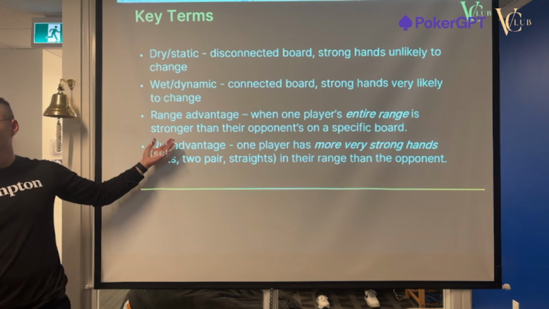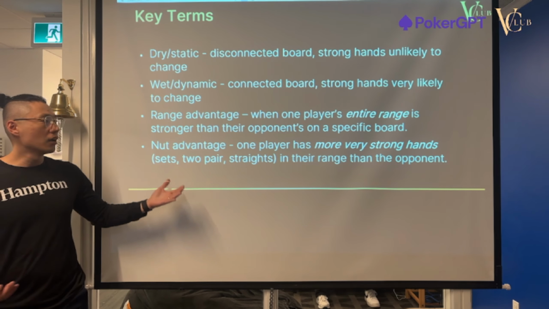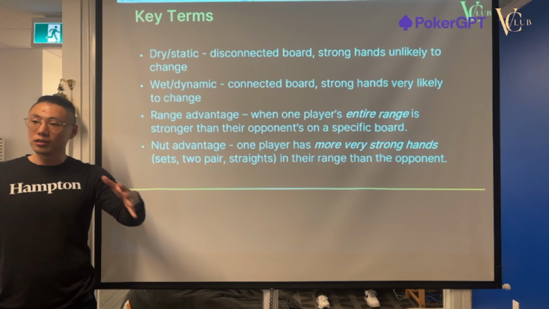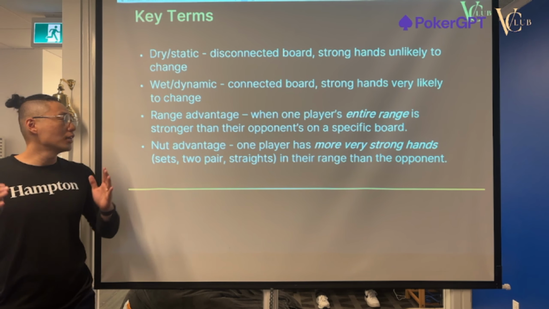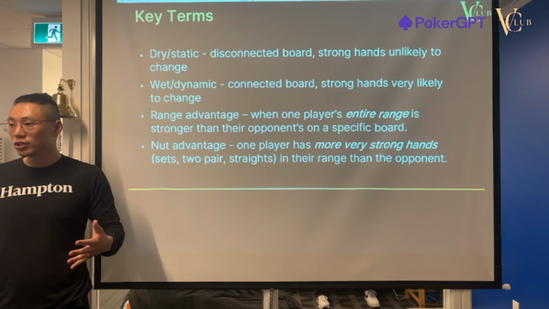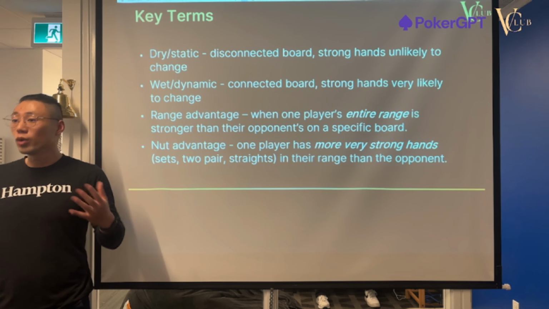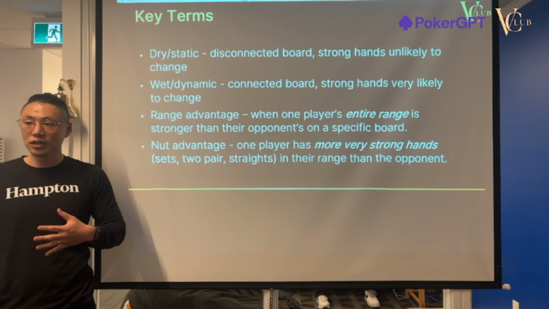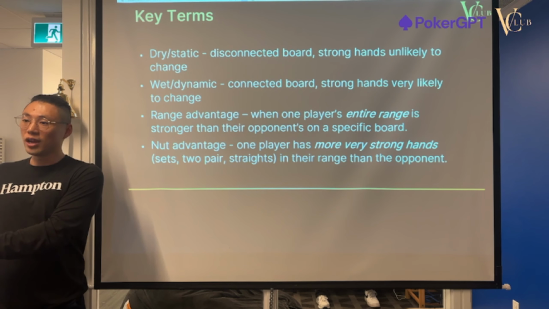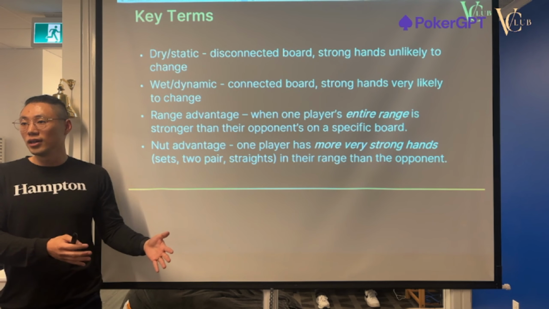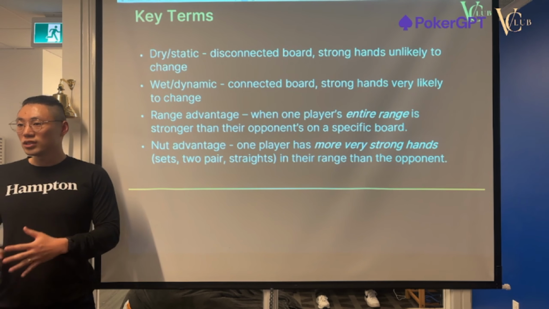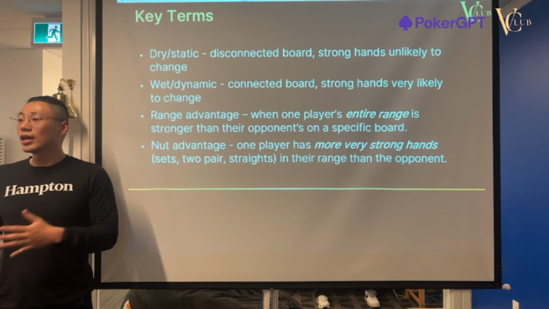And then this concept of range advantage and nut advantage. When someone has the range advantage, it just means the range of hands they could be playing in that specific node is stronger than the opponent's range. For example, the pre-flop aggressor is generally going to have a lot more of the Broadway cards like ace, king, queen, jack. So when a flop has any of those Broadway cards, the pre-flop raiser is going to have the range advantage over whoever just called pre-flop. Nut advantage is similar but slightly different: it's purely who has more nutted hands.